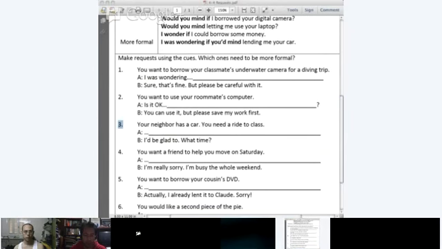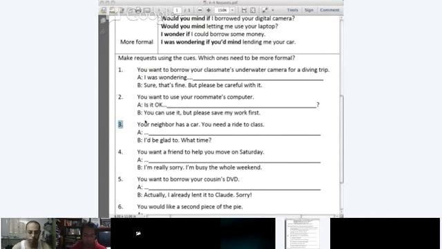Would you mind lending your car tomorrow? Good. I don't think so. That's one way you could ask. You could say, would you mind lending me your car tomorrow?